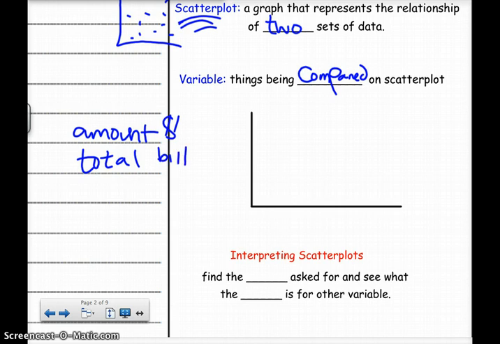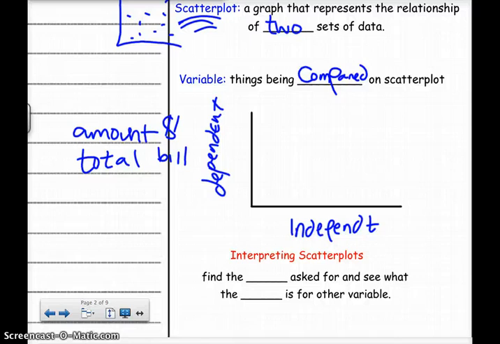What goes on the bottom is always the independent variable. It's the things that are going to happen no matter what. Dependent means how much you have depends on what's going on with your independent variable. So the dependent is always on the tall axis. So if I have amount of money and total bills, what do you think would go on the bottom? Kyle? Amount of money, right?